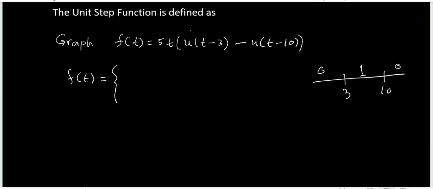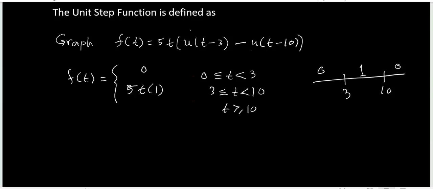All right. So then f(t) can be written as, the first part, let me put the limits. We are going 0 less than or equal to t less than 3, 3 less than or equal to t less than 10, and then t is greater than or equal to 10. So the middle part we know it is 1, so we have 5t times 1, and the other parts will be 0.